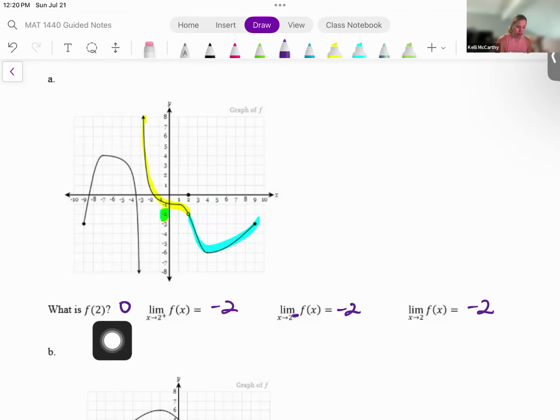Notice the difference. Our function is defined at 2 to be 0, but the limit is -2. So we kept on emphasizing a function doesn't need to be defined at a certain point in order for that limit to exist. It also doesn't have to match.